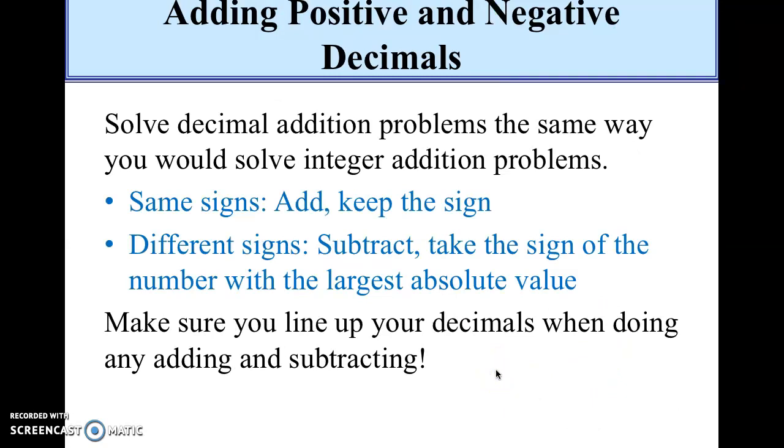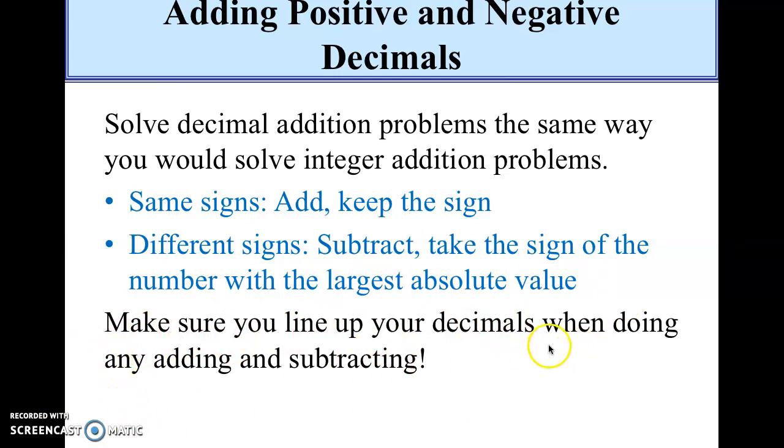All right, adding positive and negative decimals. You guys, this is way easier than the fractions. You're going to follow the exact same rules from lesson 1. So if your signs are the same, just add those bad boys together and keep your sign. If they are different, subtract the two values and take the sign of the bigger number, okay? The most important thing here is that you line up those decimals.